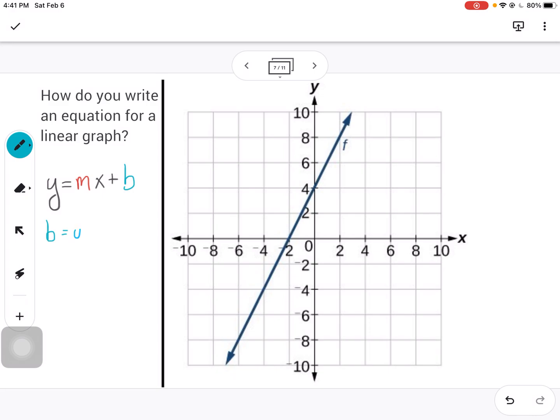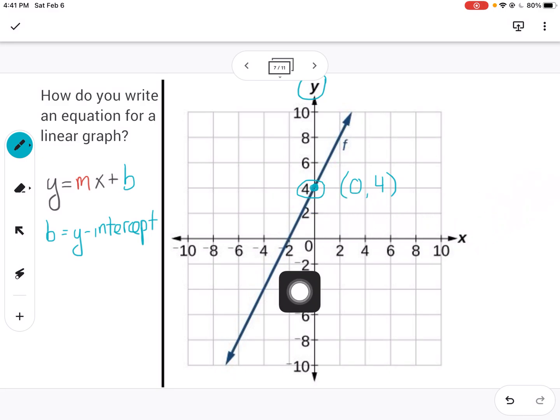Our b is our y-intercept. That means where our line crosses our y-axis. Well, you can see that our line crosses our y-axis at the point 4. The point is 0, 4. X is always going to be 0 because we're on the y-axis. So in this case, our b is 4.